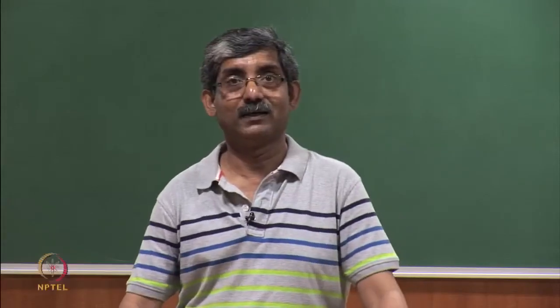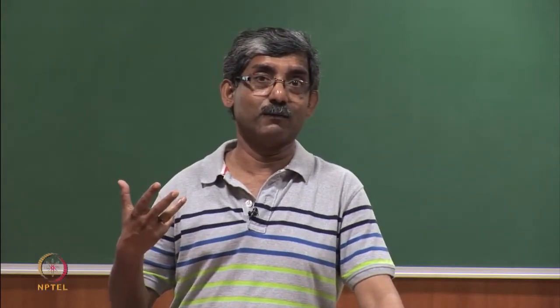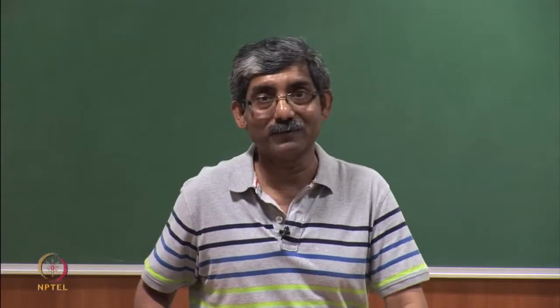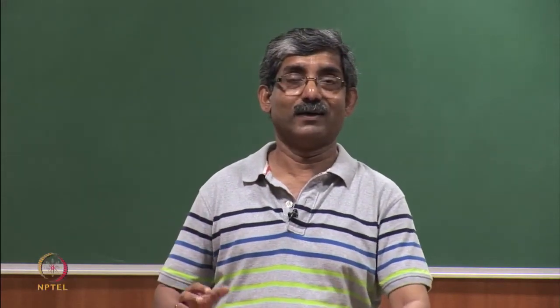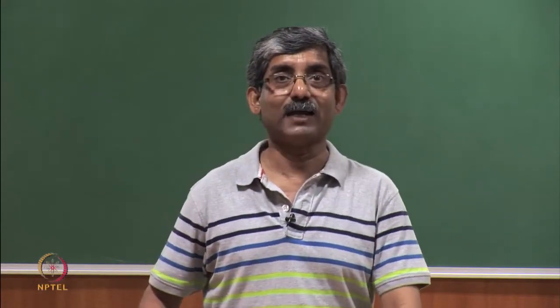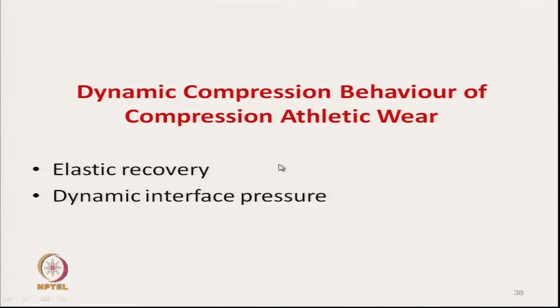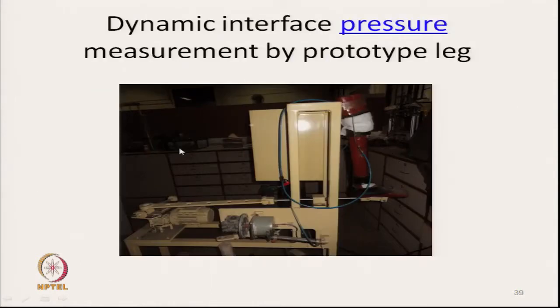Now, we will see the dynamic compression behavior of compression athletic wear. For compression athletic wear, that means a body fit tight garment, how does this garment exert pressure on our body in dynamic condition? Basically it depends on the elastic recovery characteristics of the fabric and dynamic interface pressure. Now, this is the instrument which measures the dynamic characteristics of pressure, and we can wrap our bandage here, and this mannequin leg can move at different speeds.